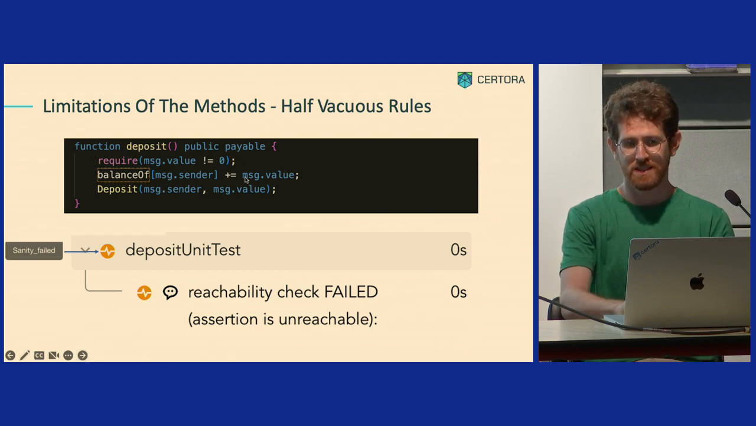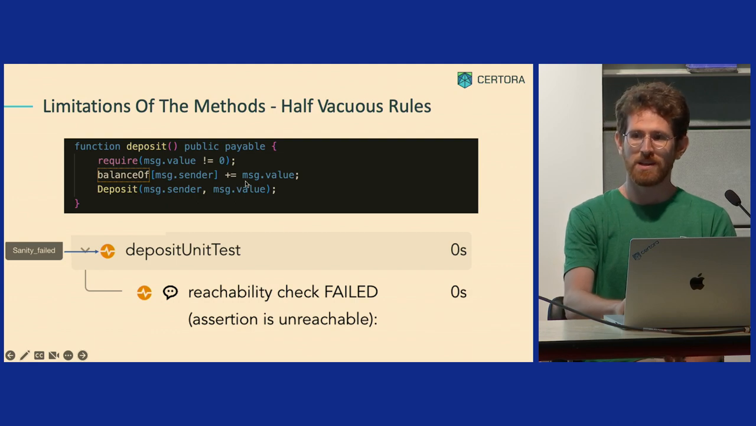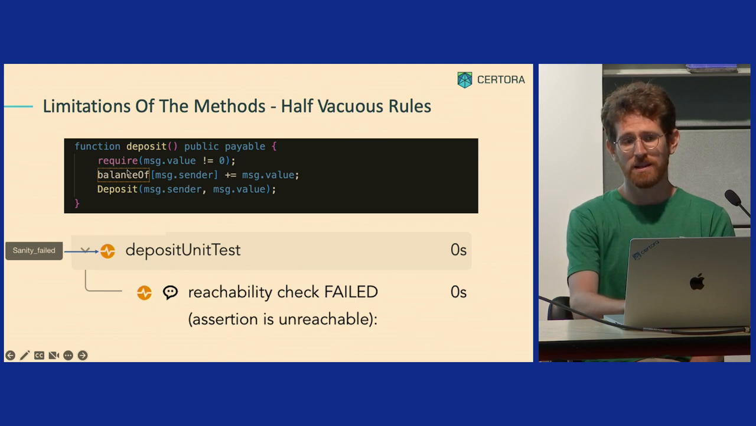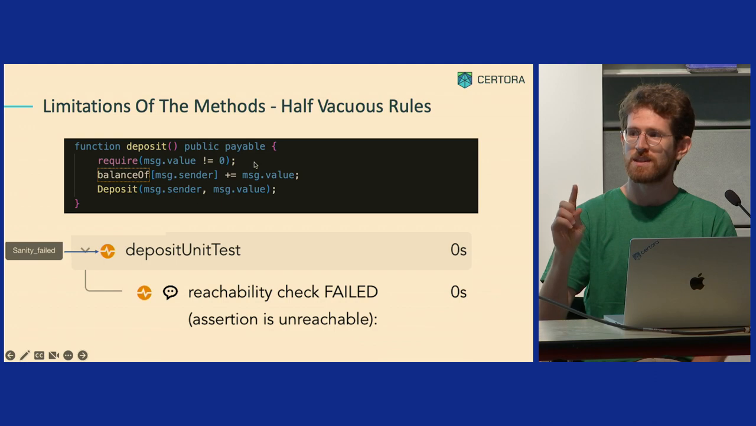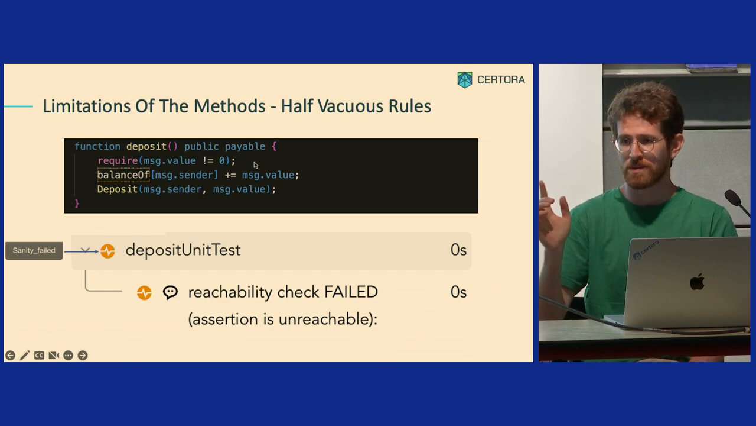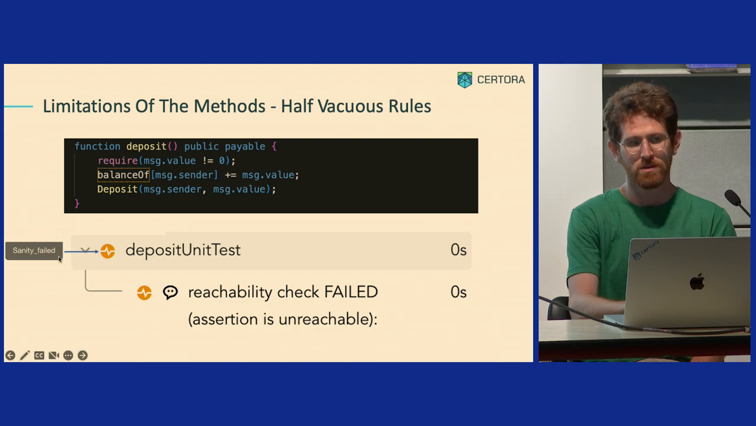And then we send this same value to the payable function. So we can show that the rule checked only the case of message value equals zero by adding this requirement to the deposit. Here I require that message value is not equal to zero. This reduces the space of possibilities by exactly one possibility, right? Only message value equal to zero. But when I run rule sanity on this new rule, with the new requirement, I see that indeed I have a reachability problem for my unit test.